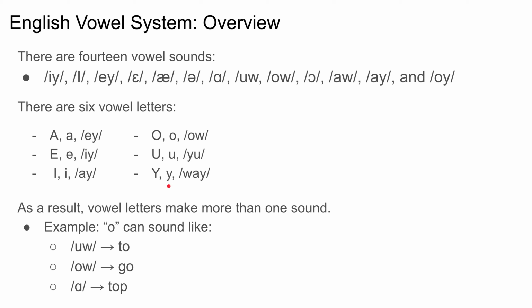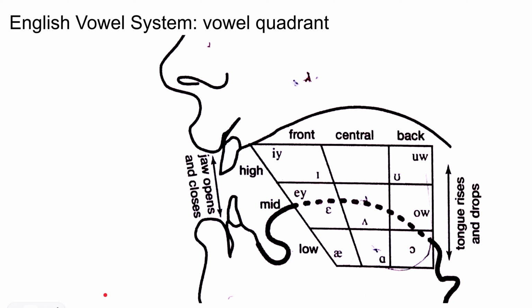Now, the problem of this is that as a result of having more vowel sounds than vowel letters, some vowel letters make more than one sound. For example, O can sound like U as in two, O as in go, and A as in top. Okay, so let's move on now.